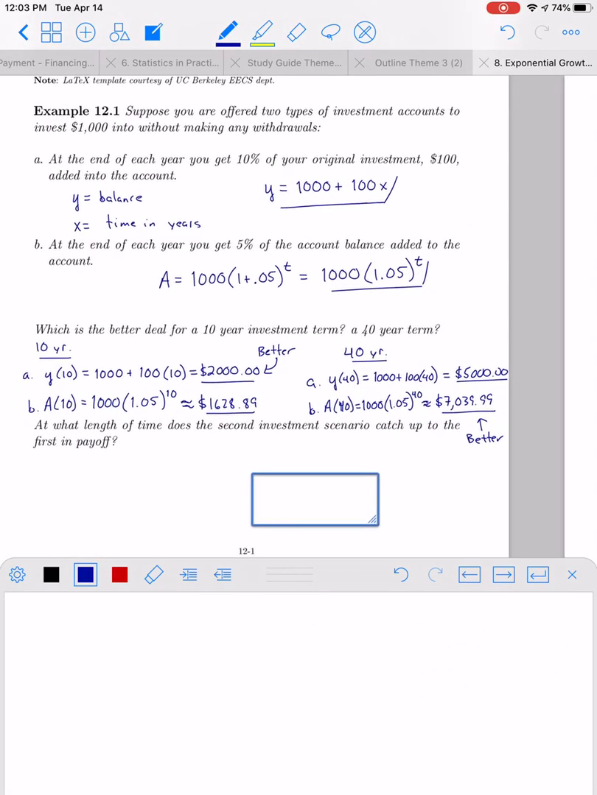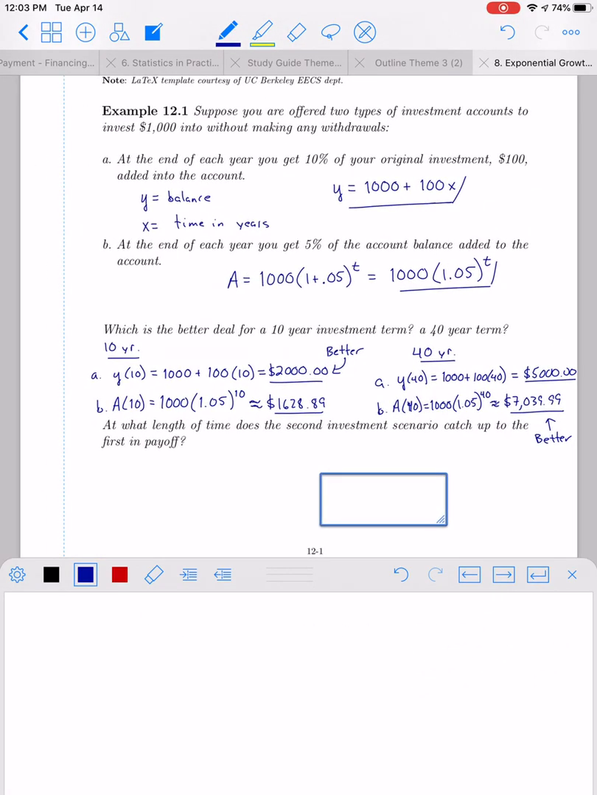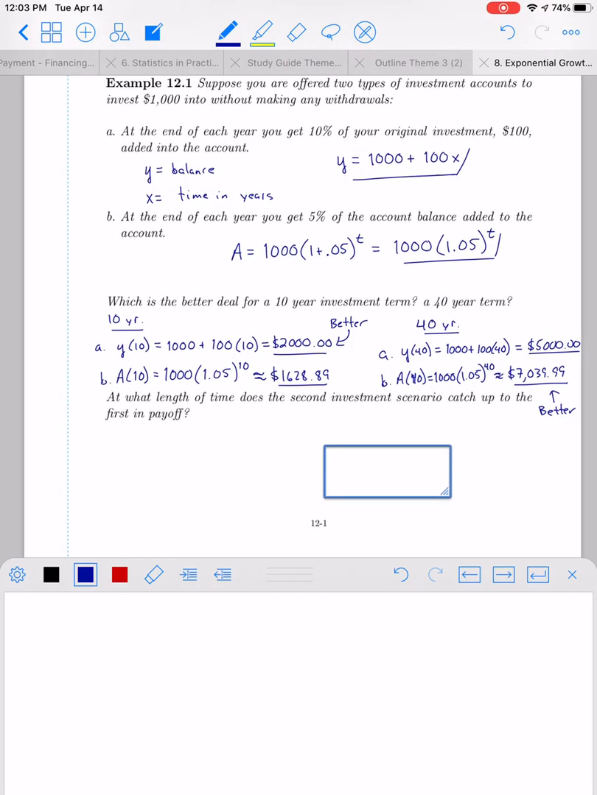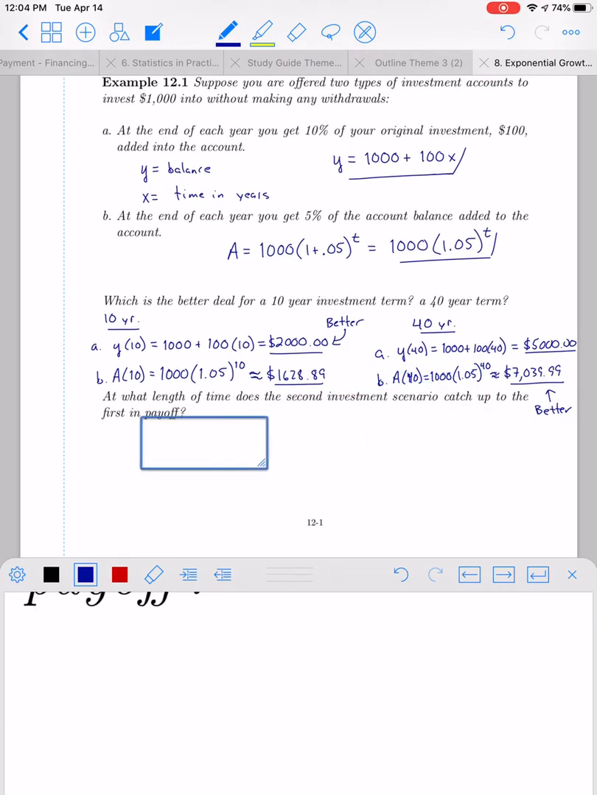So depending on the length of your investment, the linear model could be better than the exponential, but the longer you go, the better off the exponential model is going to be. So the last question here is, what length of time does the second investment scenario catch up to the first in terms of payoff? Well, there's not really an easy way to do this, at least not a technical, straightforward way to do it other than guess and check, and that's all I'm going to suggest for this.